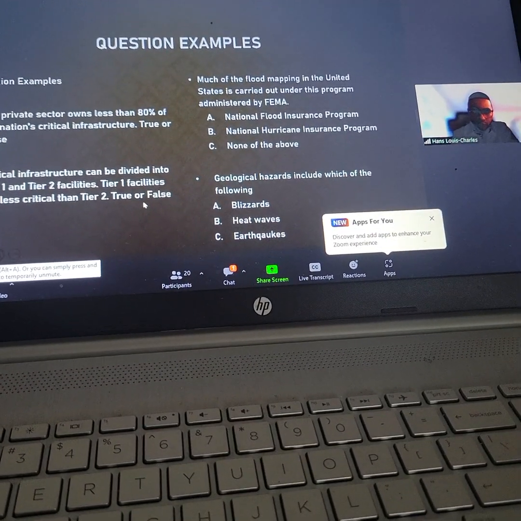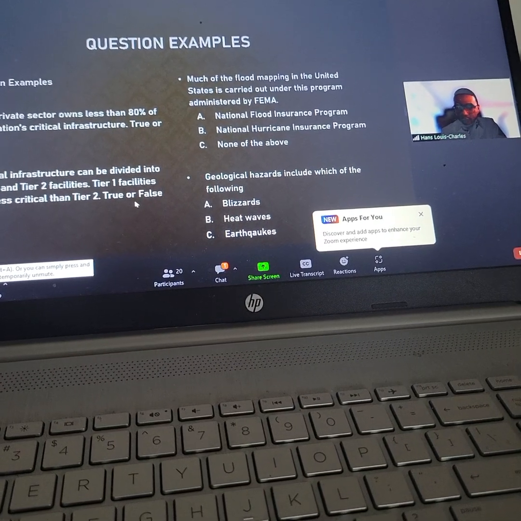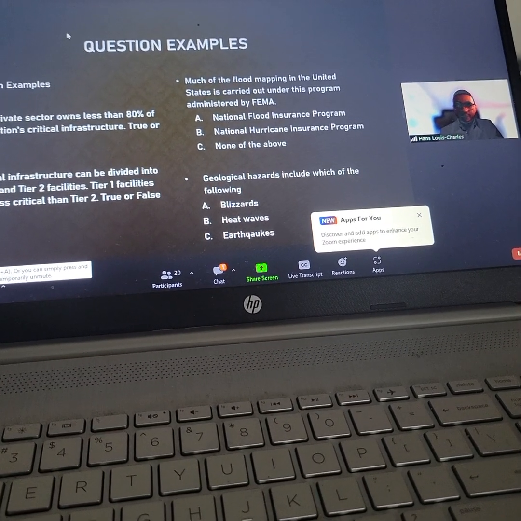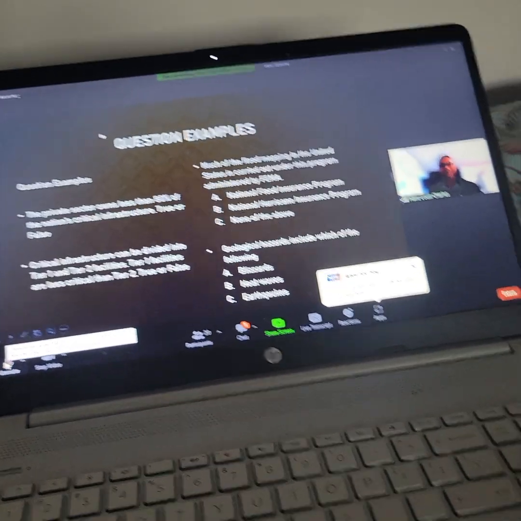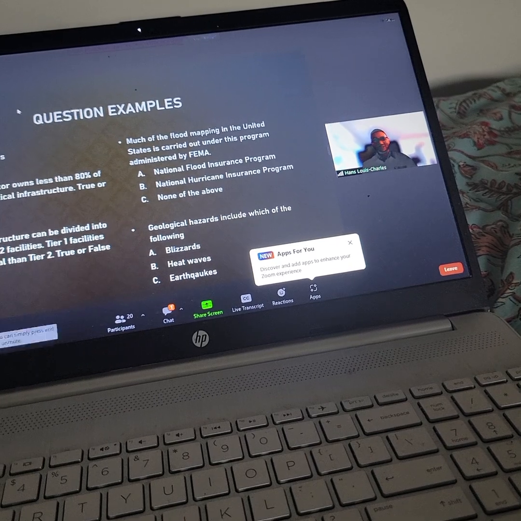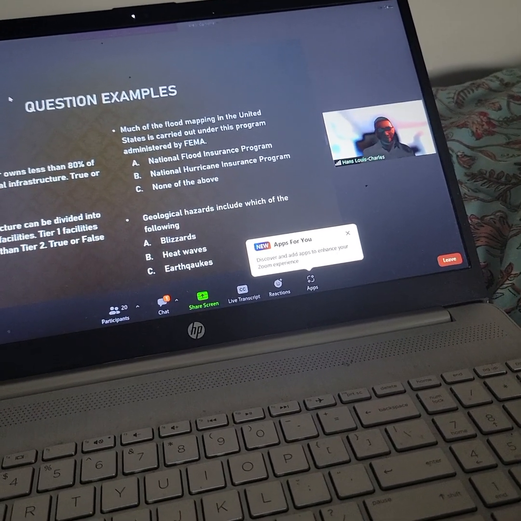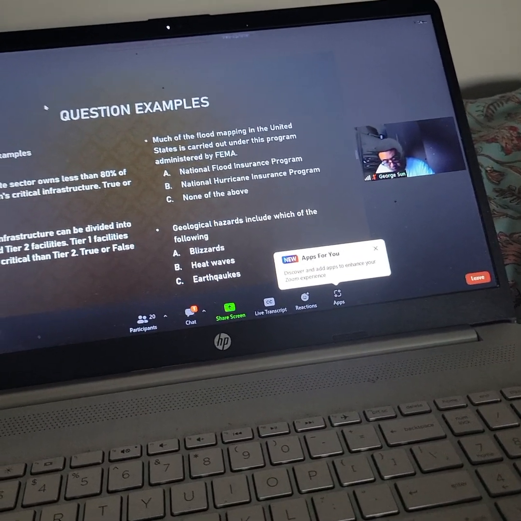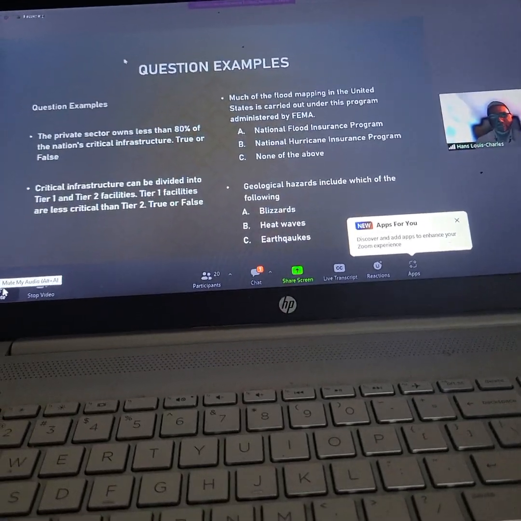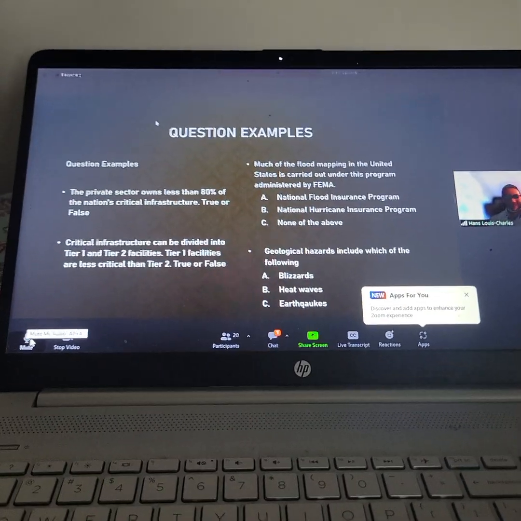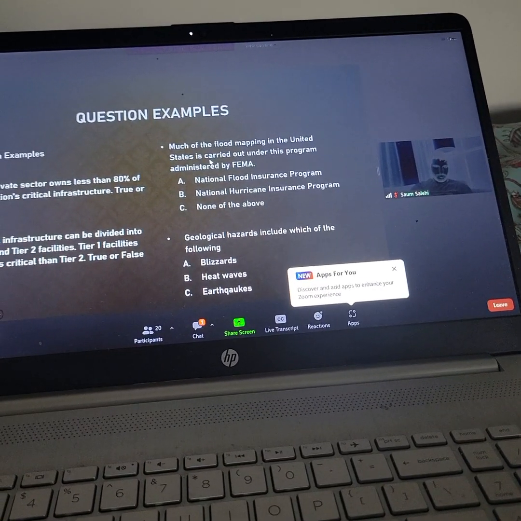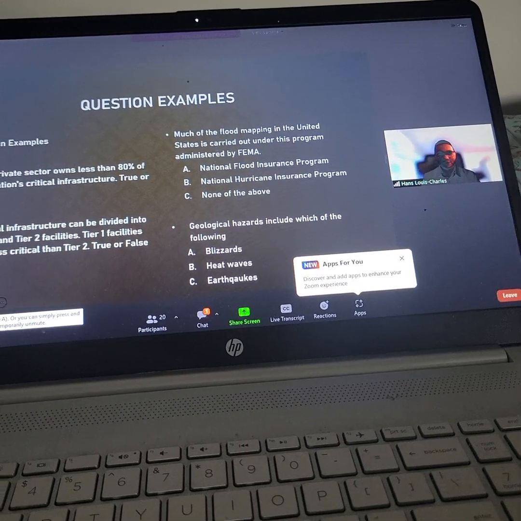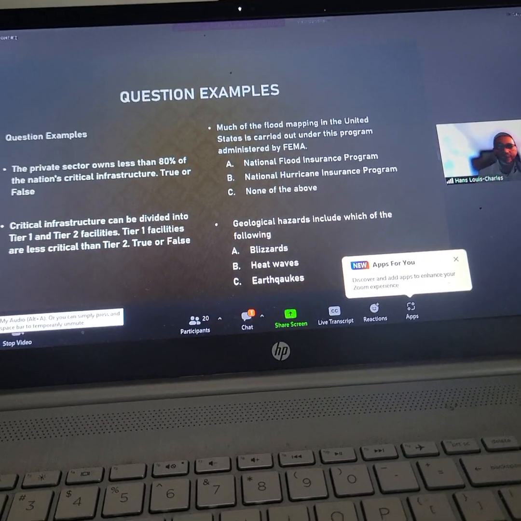Okay, geological hazards include which of the following? Earthquake. So we can't have emergency management professionals not knowing what a blizzard is, a severe blizzard, what a geological hazard is. We have to know these things. So geological hazards, A, B, or C. Earthquake. All right. Again, it's not difficult. It's not a trick. If you read the text, prepare, it should be fine.